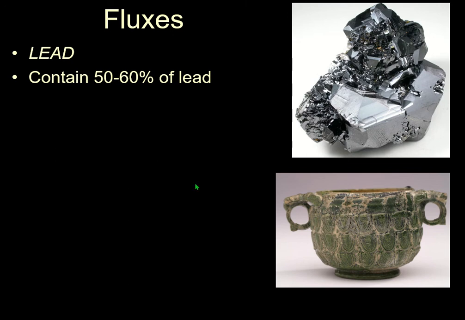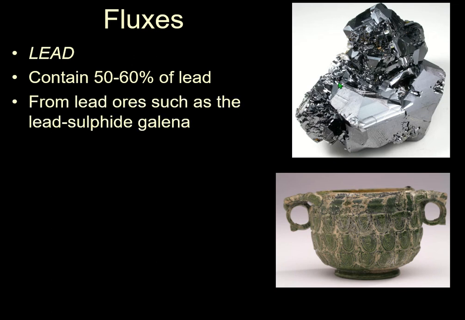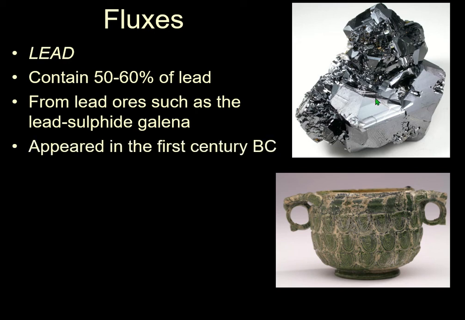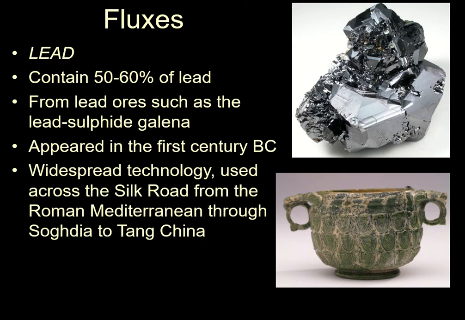So one of these, very common in the Middle East, is lead. In this, there's actually up to 60% lead, so it's more lead than silica. This will come from lead ores such as the lead sulfide galena. It appeared in the 1st century BC and seemed to be immediately everywhere, used all the way across the Silk Road. So the idea must have either started at one end or the other and quickly come to the other end. This is actually from the Roman end and has a lead glaze, a high lead glaze. So don't lick it.